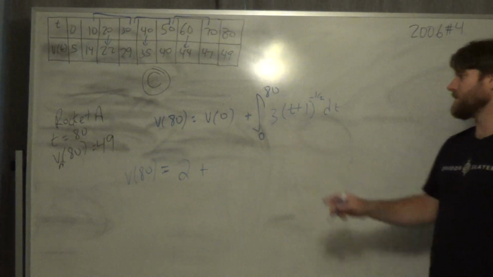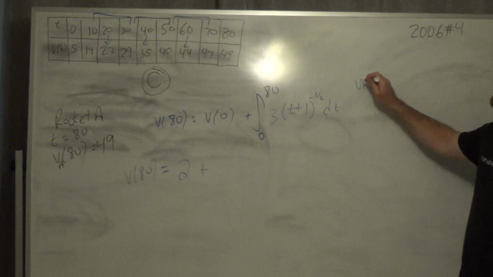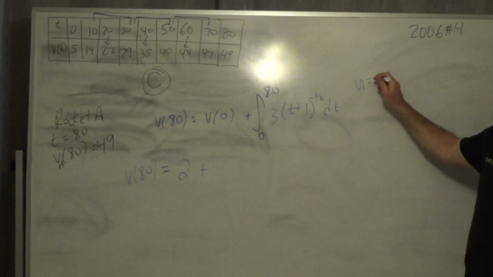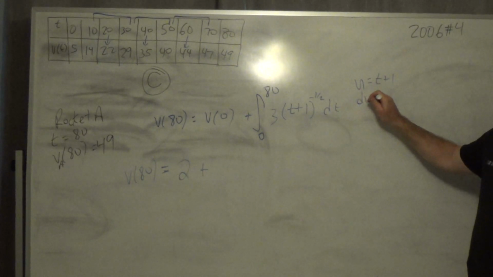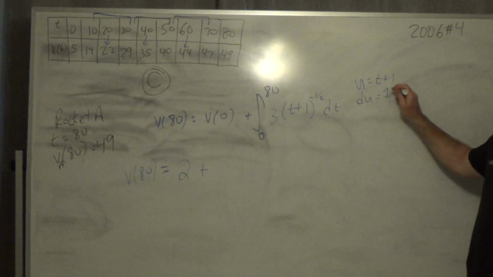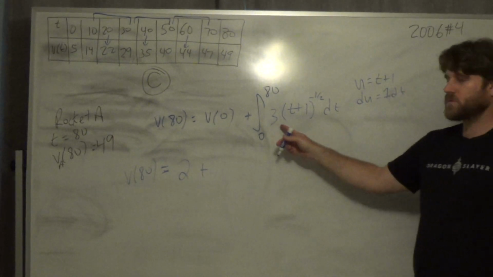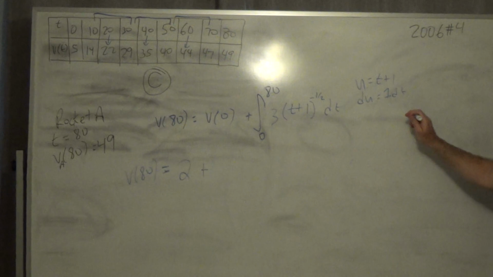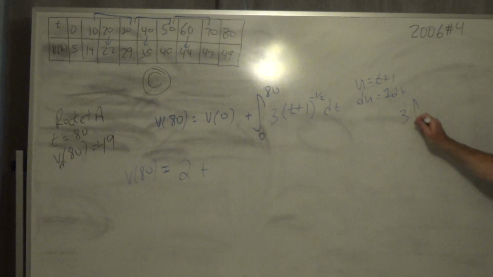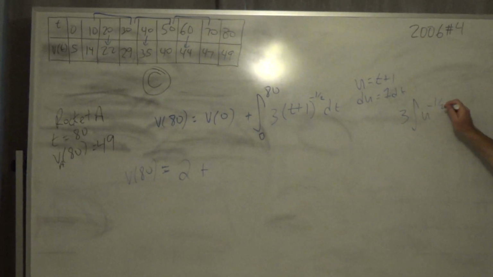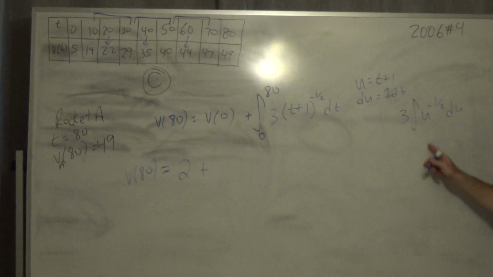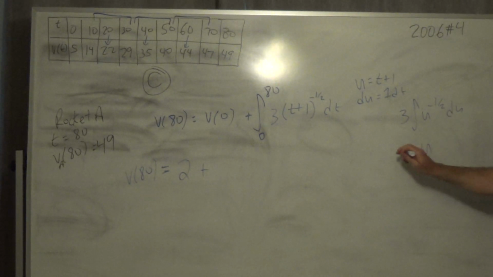So let's talk about this antiderivative. A quick bit of u substitution says if the u is t plus 1, the du is simply 1 dt. So is the 3 what we want? No, we'll move the 3 to the outside. So we're going to do the work off to the outside. So the 3 is to the outside. It's u to the negative 1/2. And I'm going to take the antiderivative. The 3 stays out here.